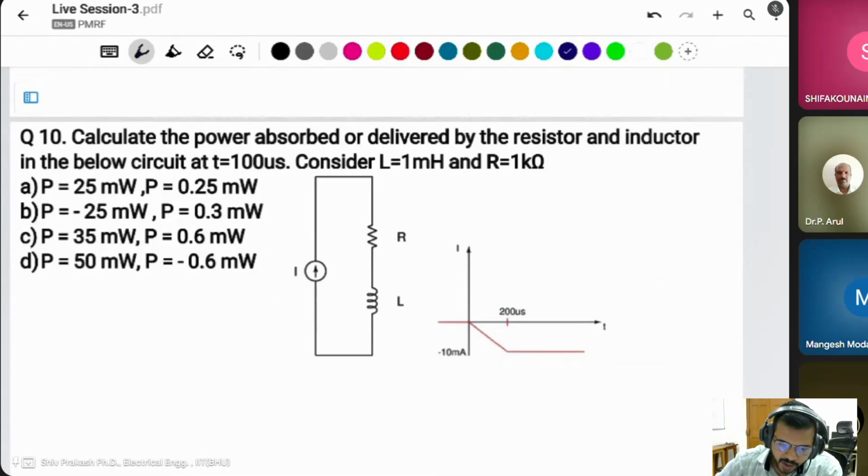We have to calculate the power. In this case, power from two elements, the resistor PR and the inductor PL. PR will be I square into R, and PL will be V into I.